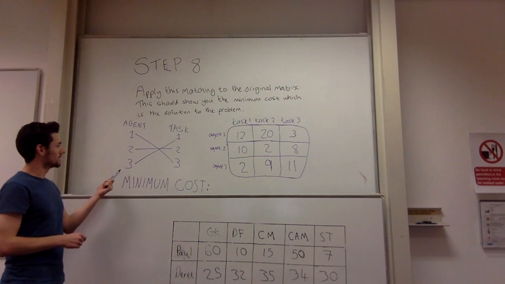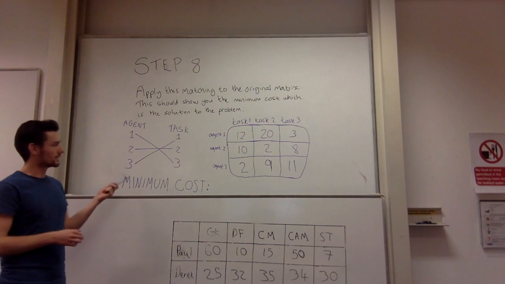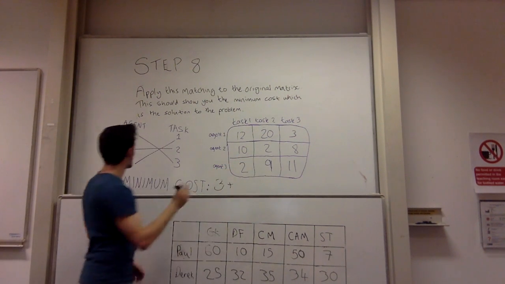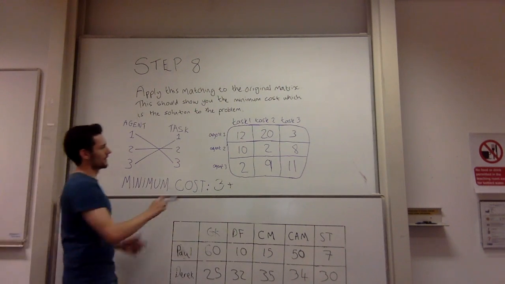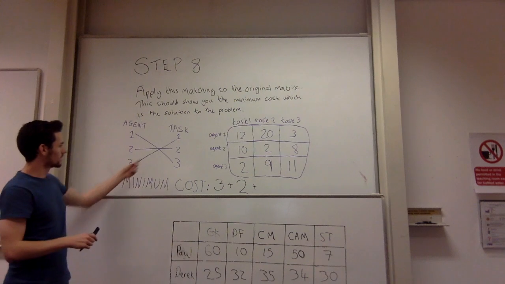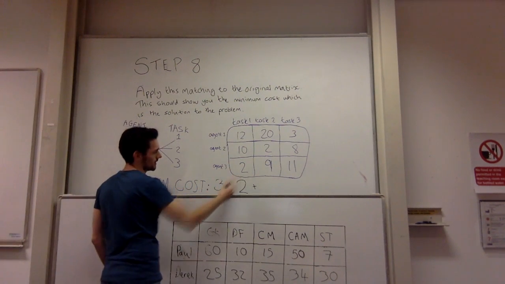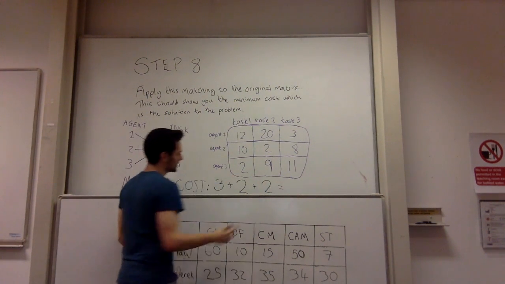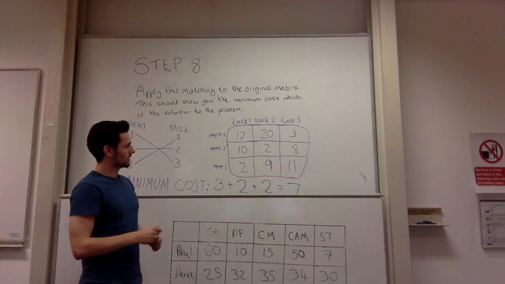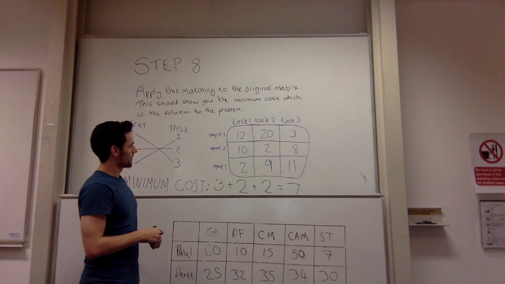So here's our matching that we've just come up with. Agent 1 should take on task 3. Agent 1, task 3, can take the value of 3. Agent 2 should take on task 2. Agent 2, task 2, take the value of 2 and add that on. Agent 3 should take on task 1. Agent 3, task 1, get a value of 2, add that on. So the minimum cost should be 7. 3 plus 2 plus 2. If you look roughly in the grid, that should be the minimum cost.